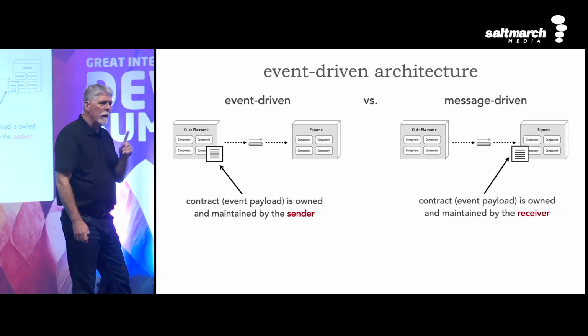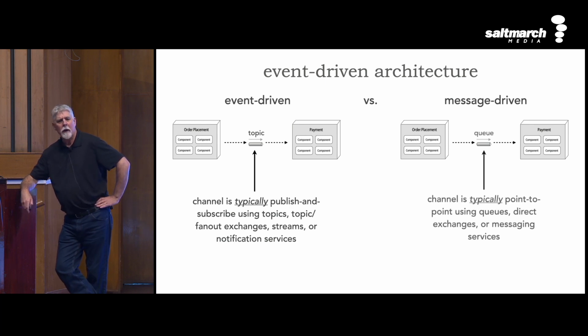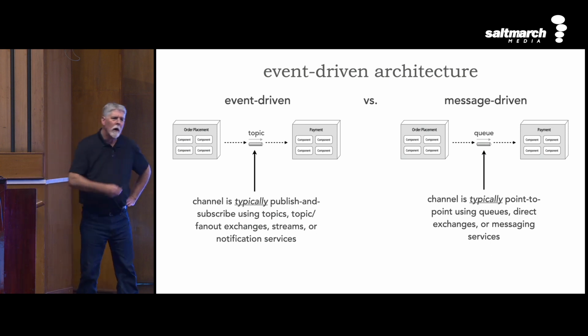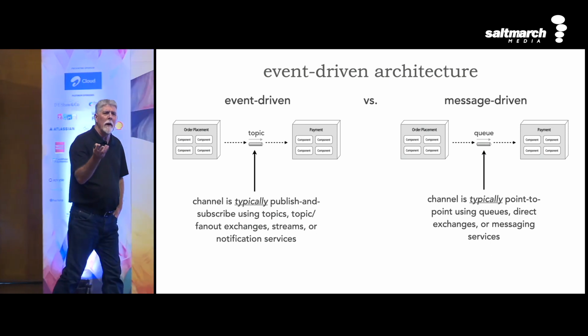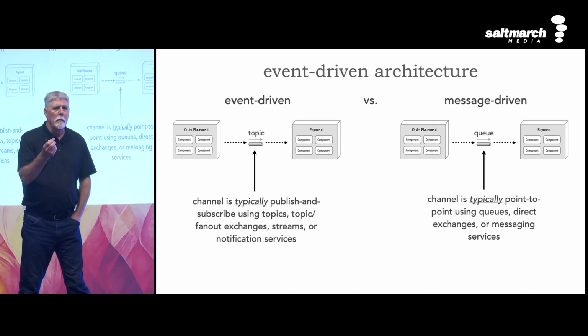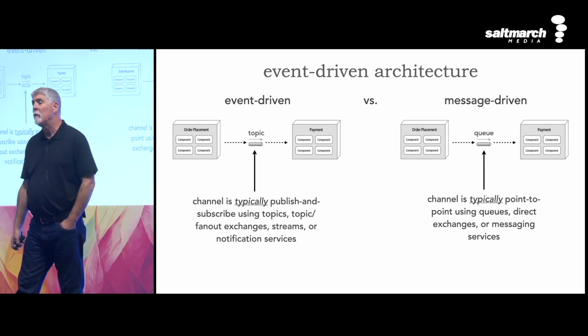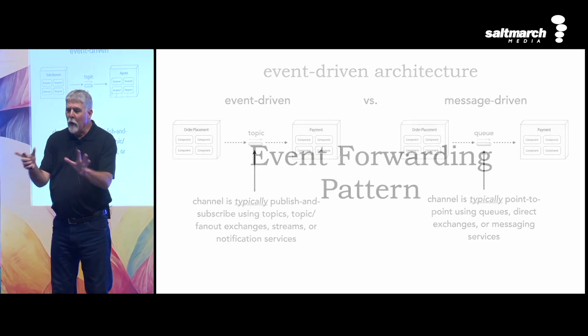There's one other subtle difference. With events, it's generally publish and subscribe, notification services, streams, these sort of things. It's broadcast. Whereas with messaging, this is typically point-to-point. Queues, SQS, for example, queuing services. These would be kind of things like direct exchanges, these sort of things within queuing. Okay, so those are the differences.